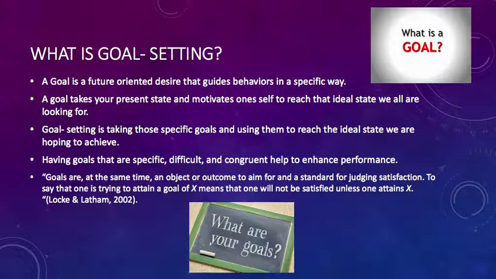This last point is a quote from the article that I read, and it says, "Goals are at the same time an object or an outcome to aim for and a standard for judging satisfaction. To say that one is trying to attain a goal of X means that one will not be satisfied unless one attains X." And I took this really as once you set a goal, you're most likely to work as hard as you can to achieve that goal, and that you won't be satisfied until you have achieved that goal or that goal has come about.